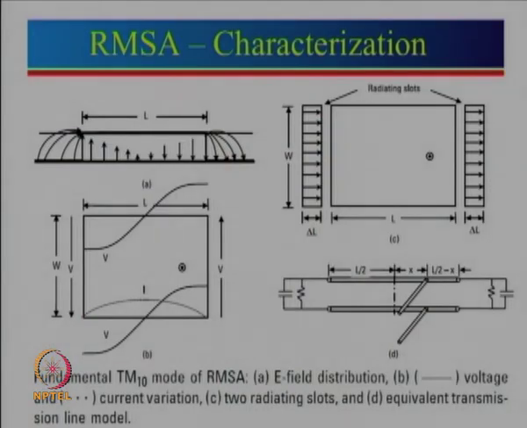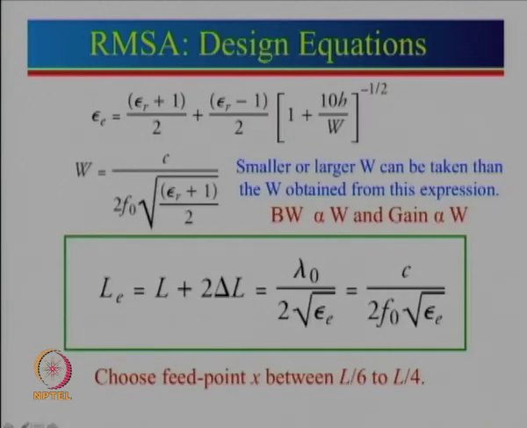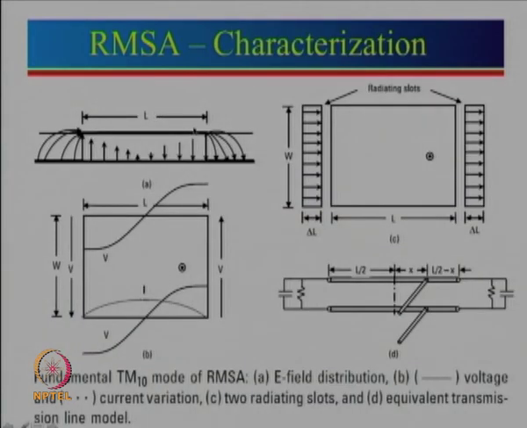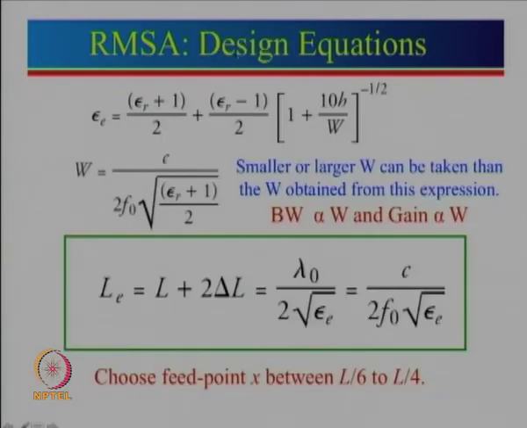Now, we can look at how to design the antenna. First of all, for the design we need to calculate the effective dielectric constant. Why the effective dielectric constant? Let us go back and see the field distribution. We can see that most of the field is confined in the substrate, but part of the field is going up in the air. Because of that, the effective dielectric constant is not really epsilon r, but slightly less than epsilon r, because part of the fringing field is in the air. We can use this particular formula to calculate epsilon effective.